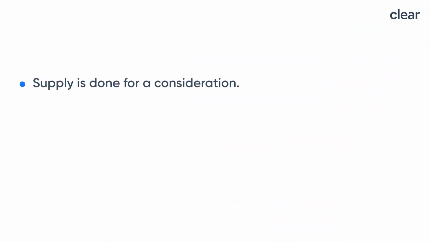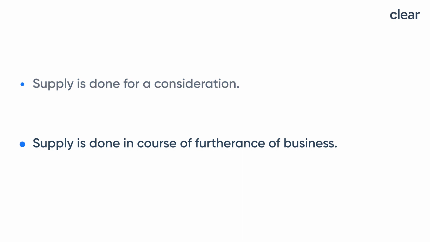Supply under GST consists of two important elements. Number one, supply is done for a consideration. Number two, supply is done in the course or furtherance of business. If the above mentioned elements are not met, it is not considered a supply. For example, Mr. A buys a table for 10,000 rupees for his personal use and sells it off after 10 months of use to a dealer. This is not considered as supply under the CGST Act as this is not done by Mr. A for the furtherance of business.